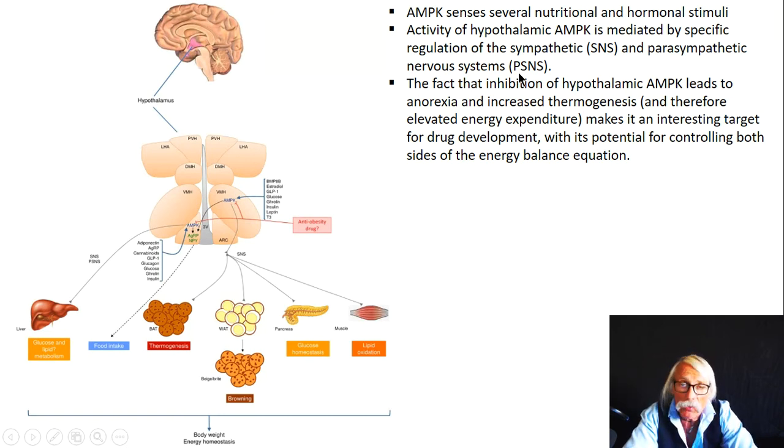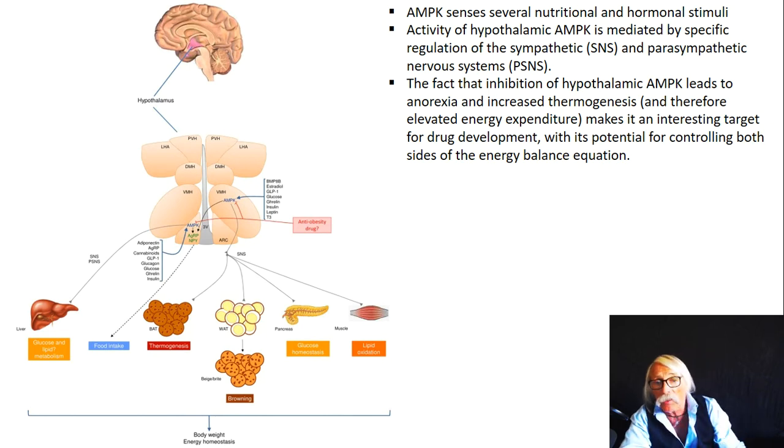The fact that the inhibition of the hypothalamic AMP kinase leads to anorexia and increased thermogenesis, and therefore elevated energy expenditure, because that's what would happen if you inhibit that enzyme, makes it, of course, an interesting target for drug development from the pharmaceutical industry, with its potential for controlling both sides of the energy balance equation. Because this is ultimately going to give you body weight control and energy homeostasis by working through the brown fat and the white fat and all the organs involved in regulating bioenergetics, all through the hypothalamic nuclei, which is found here in the brain.